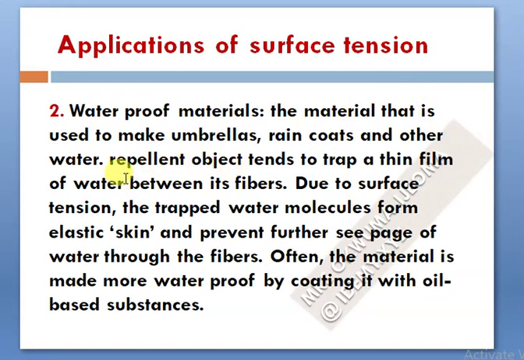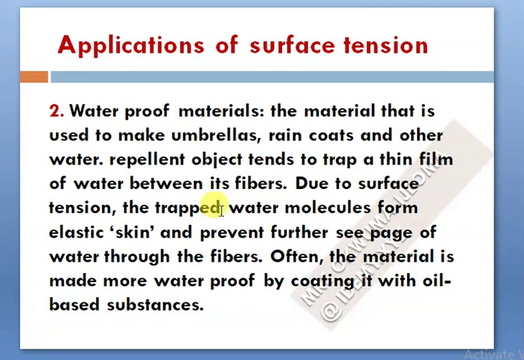Now the material that is used to make umbrellas, your raincoats, and other water repellent objects tends to trap a thin film of water between its fibers. You can observe your raincoats, your umbrella, and other materials that are made up of oily repellent materials. You find out that when you are putting on your raincoat, the water cannot penetrate. Rather, they will stay at the surface of that raincoat. So the water will not be able to do what? Penetrate, because the material is waterproof material.